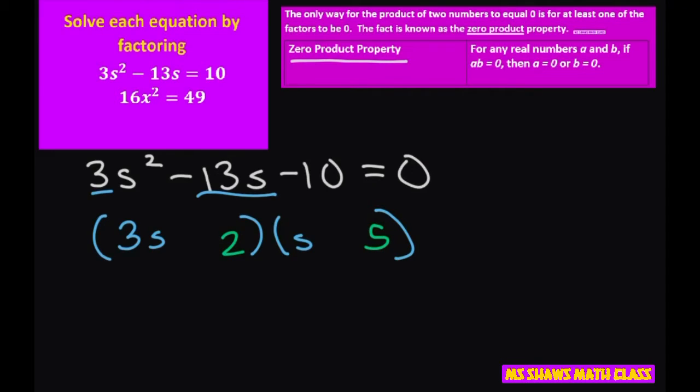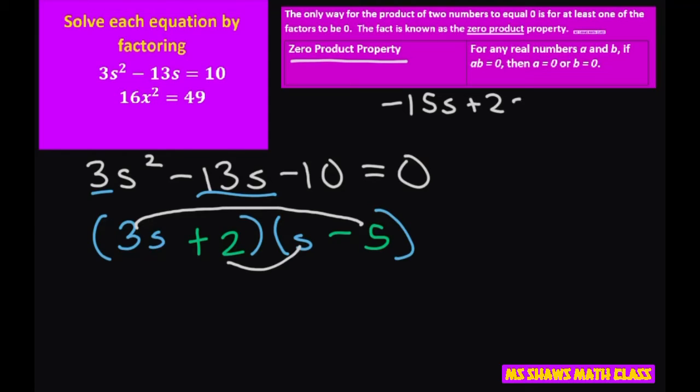The more you can do mentally on this, the better it's going to get. I need the 13 to be negative. So let's double check this real quick. This is going to be negative 15s plus 2s, which does indeed give me that. So everything else works out, and we can proceed to solve.